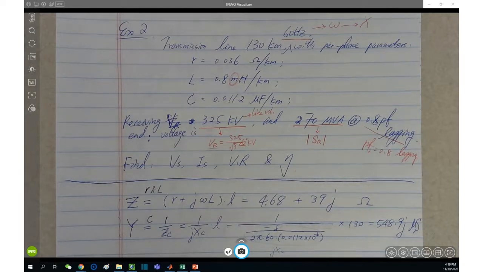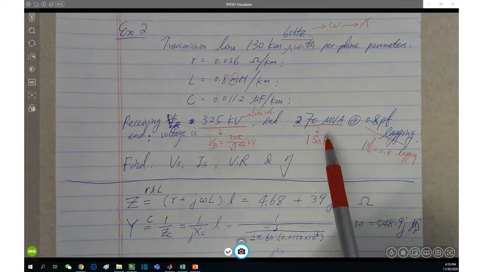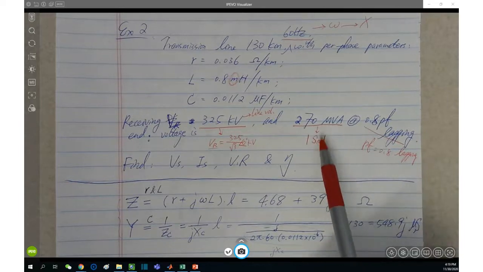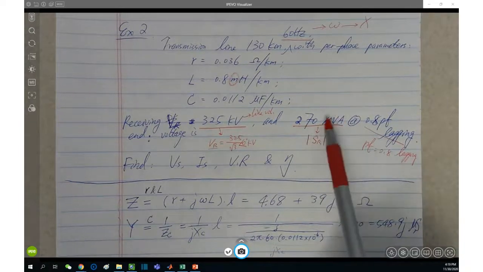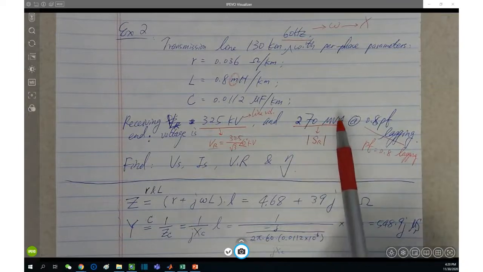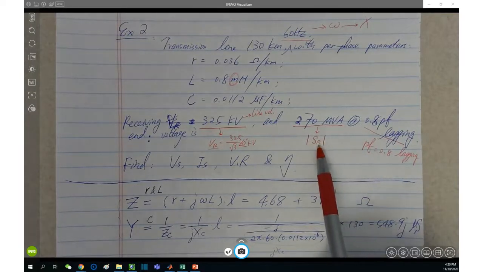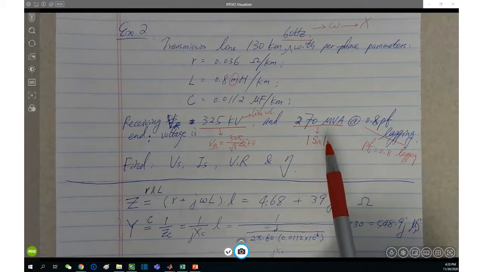And then move on, and also giving you the power at load, say the receiving end power, 270 mega VA. Well, this one you need to be careful. First of all, this is a magnitude. This is not a phasor, not yet. It's the magnitude, 270 mega VA.